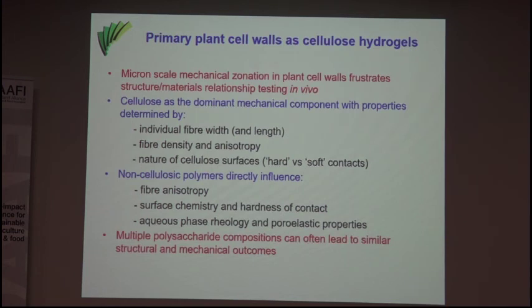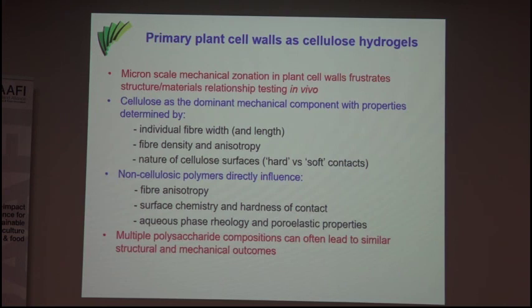So we think that the non-cellulosic polymers directly influence this anisotropy, depending on whether the cellulose is kept apart or brought together, depending on the different polymers which are present. And the surface chemistry of those polymers determines whether they can adsorb and remain on the surface of cellulose and be at the point of local tension when mechanically stressed. But don't forget the role of the liquid phase. The aqueous phase rheology becomes really important as well, because that is the mechanical role of the liquid phase that combines with the solid phase to give you the overall material properties.